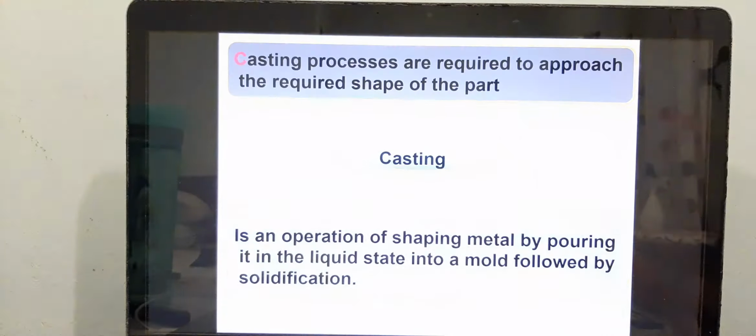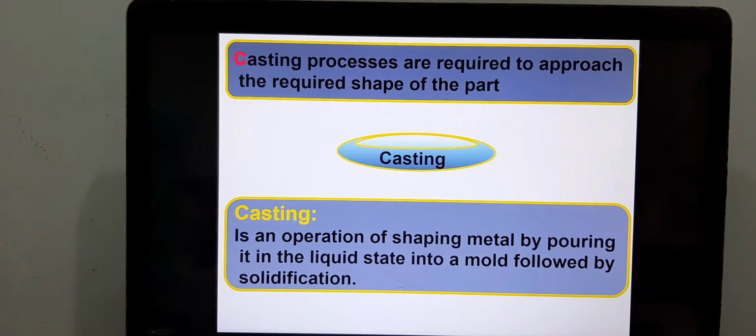Again, what is a casting? Your final finished product is called a casting. You will not call it a part, but you'll call it a casting. Casting processes are required to approach the required shape of the part. In order to obtain that particular shape, you need to use this casting technique. Casting is an operation of shaping metal by pouring it in the liquid state into a mold, followed by solidification. So once you pour the liquid metal into the mold, it will be followed by solidification.